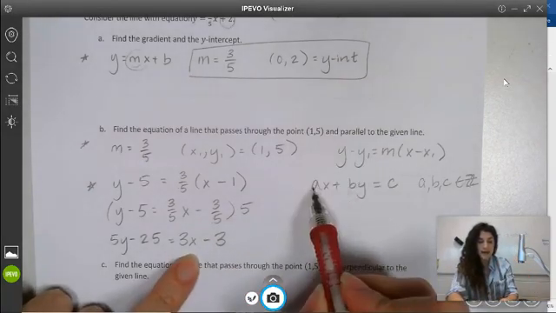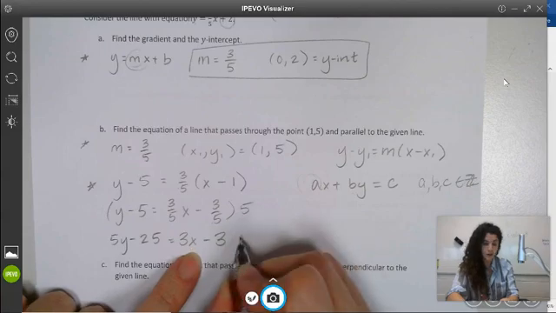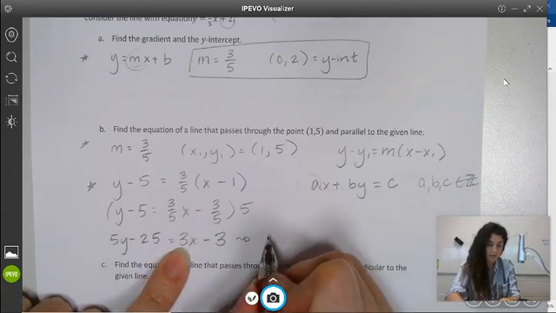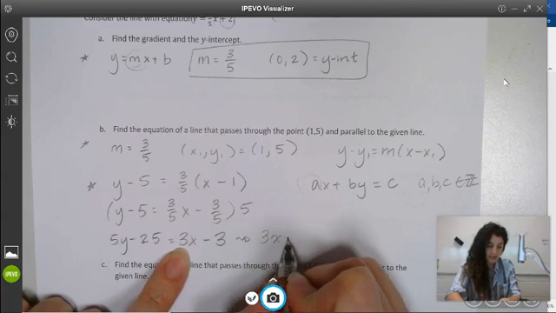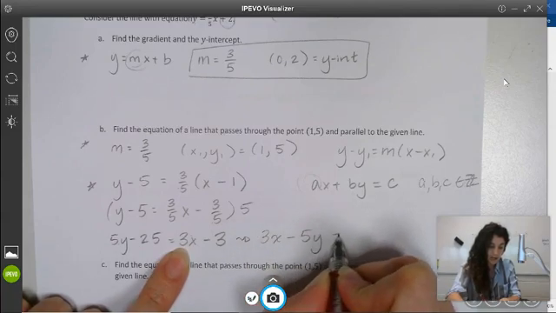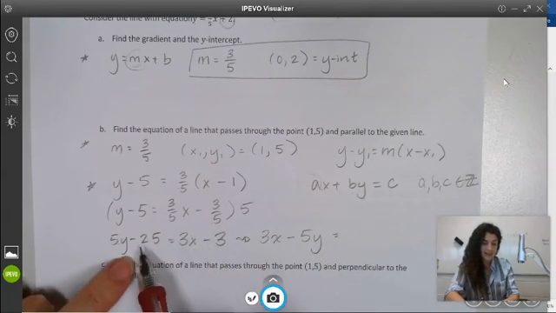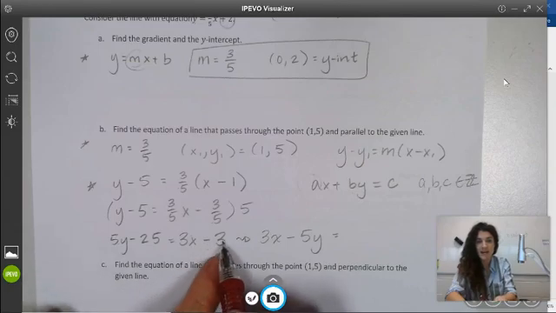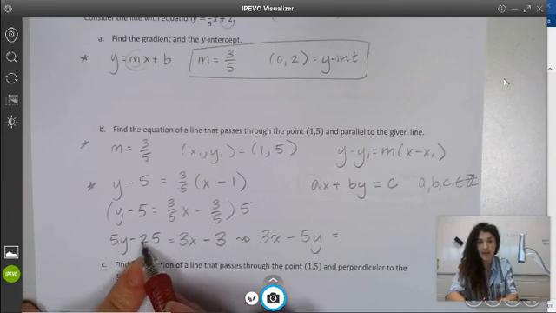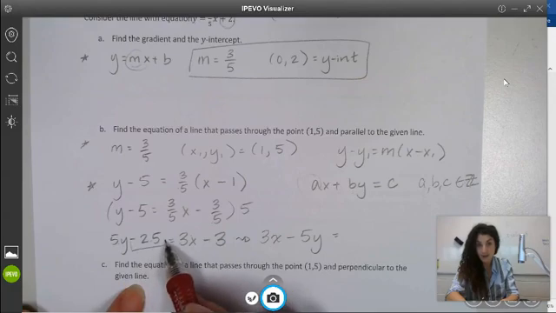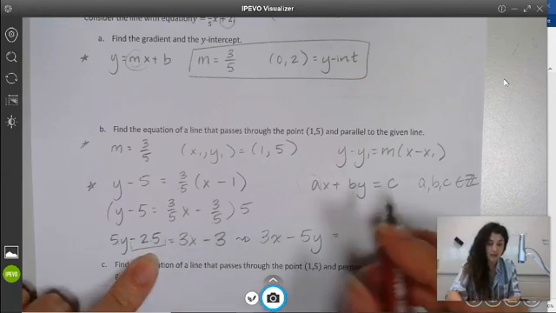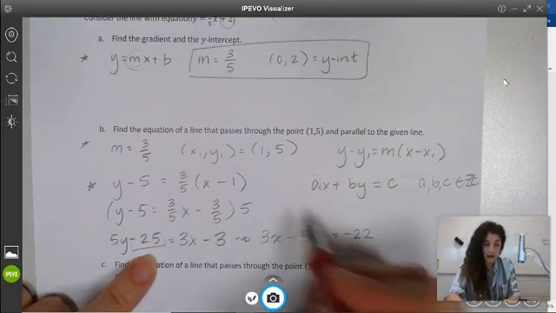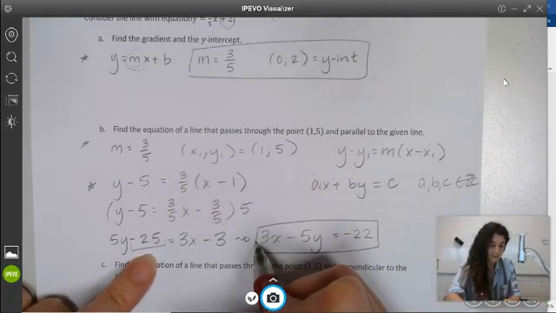Putting it into this form, a is positive, so I would keep my x on this side. I'm going to subtract 5y from both sides. So I get 3x minus 5y equals, and then I'm flipping it around, so bear with me. I've subtracted 5y over to here, and then I'm going to add 3 over here. So negative 25 plus 3 is going to be negative 22. Use your calculator if that's something that freaks you out.